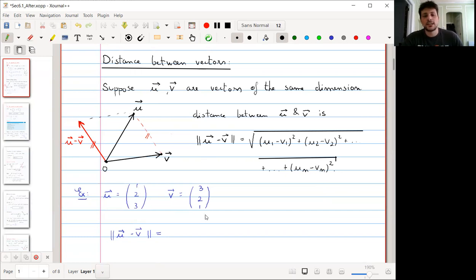So if we were to look at this example where u and v are given by 1, 2, 3, and 3, 2, 1, and I were to compute the distance between them, I would have to find their difference. This difference vector is minus 2, 0, 2. And when I take the norm of that, I get the square root of 4 plus 4. I square all the components, one of them is 0, so I get the square root of 8, which is nothing but 2 square root of 2.